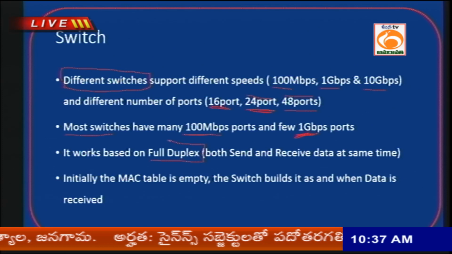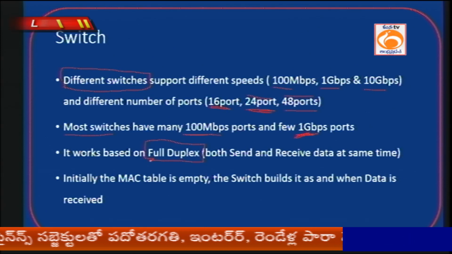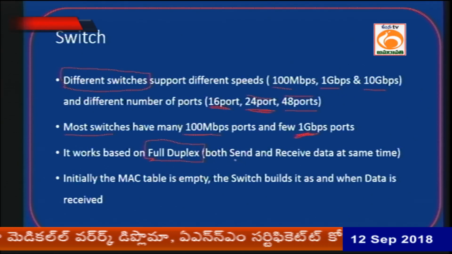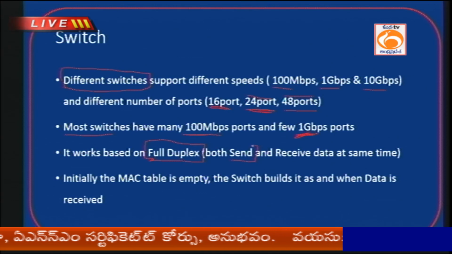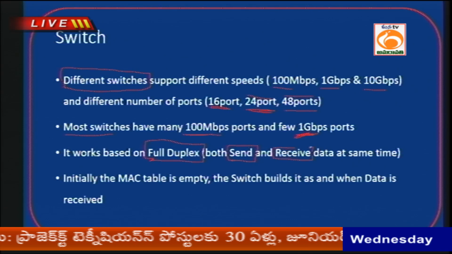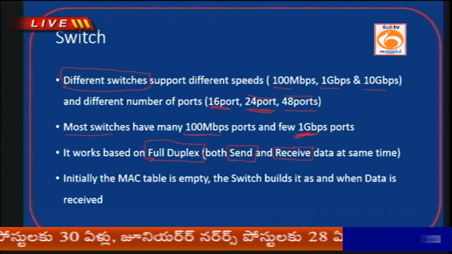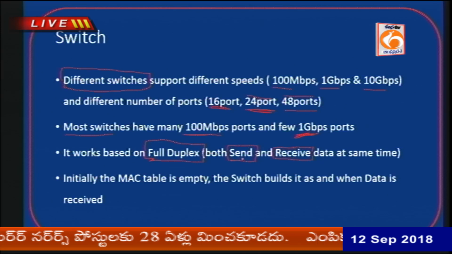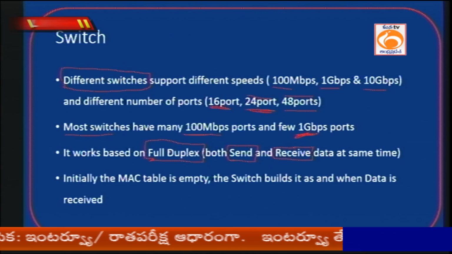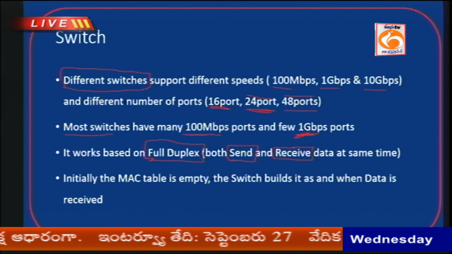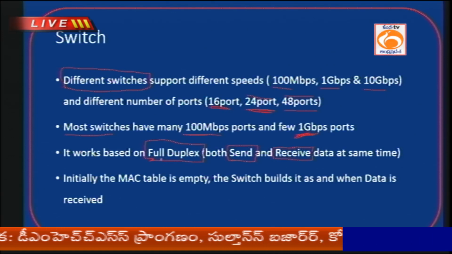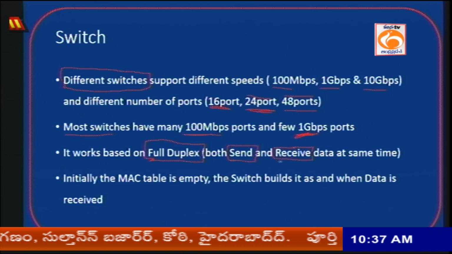There are two types of modes available on the switches, that is full duplex and half duplex. What does full duplex mean? Full duplex means the device can send and receive data simultaneously on a single port. There are certain devices which work in half duplex mode, which means they can either send the data or receive the data. They cannot do both simultaneously. So, full duplex provides sending and receiving data at the same time.